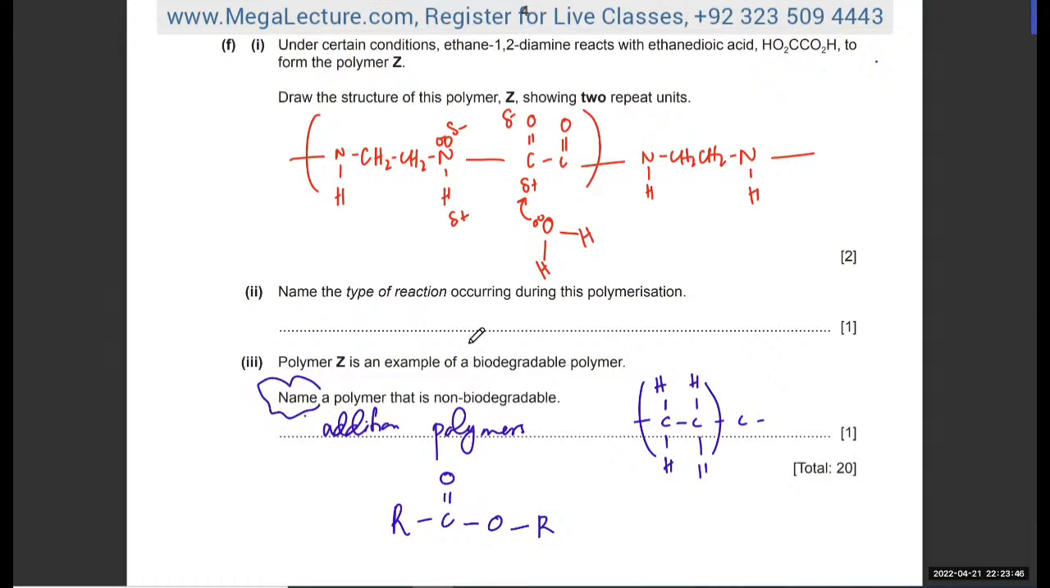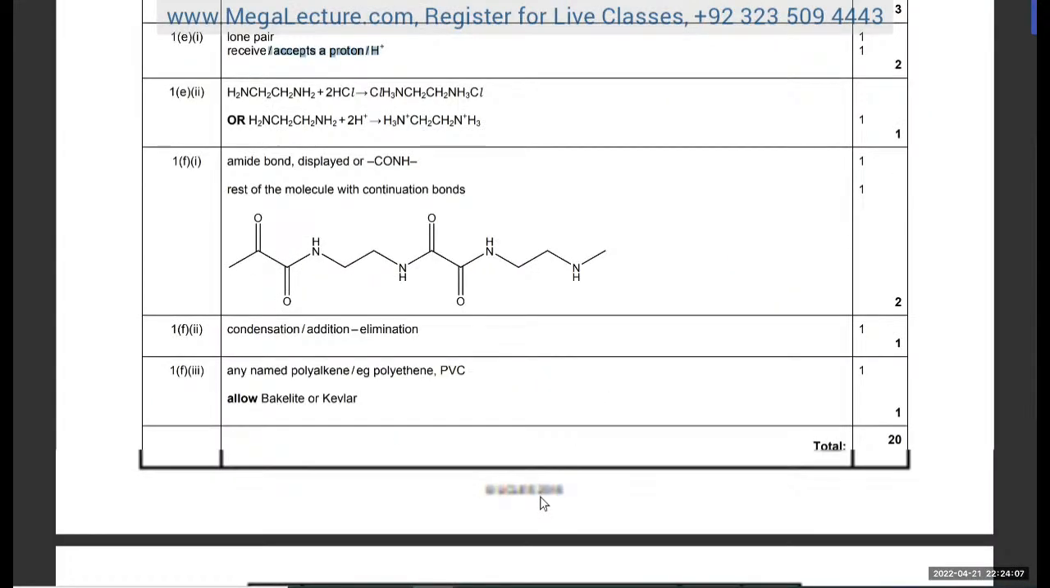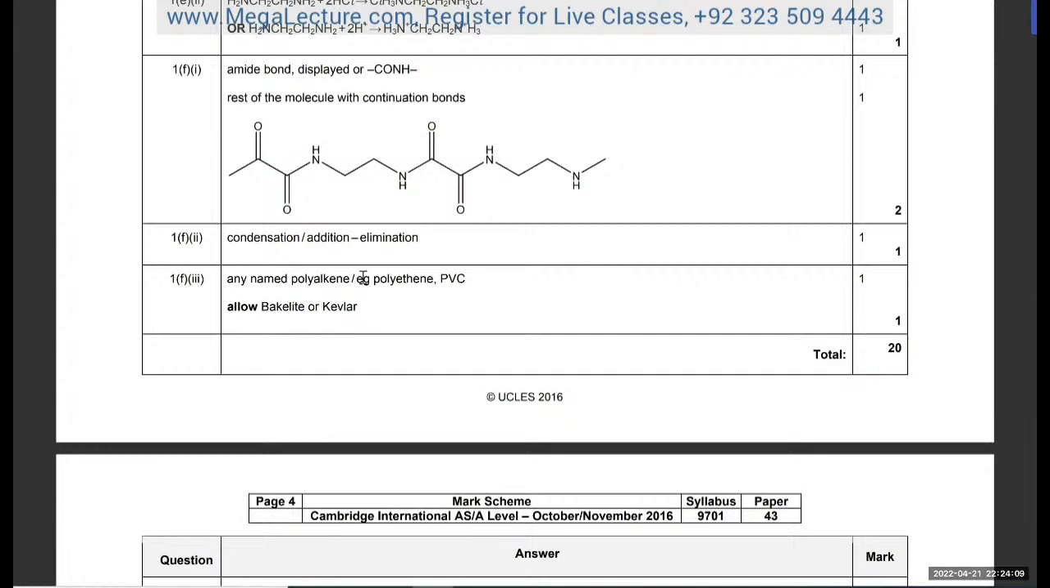Polyethylene. Okay. How many addition polymers do you know of? Polyethylene is one. That's your normal everyday plastics, polyethylene bags. You've got PVC, you've got PTFE. These are the common ones. They wanted a name. So it's a polyalkene, polyethylene, PVC, etc. Even PTFE would work. PTFE is more non-biodegradable because the CF bond is really, really strong.